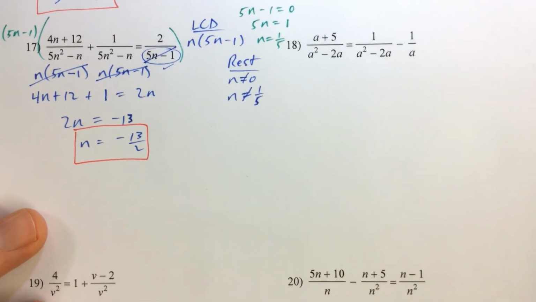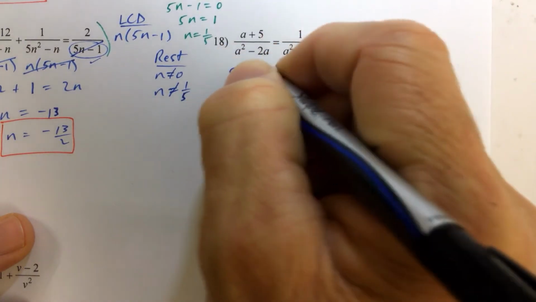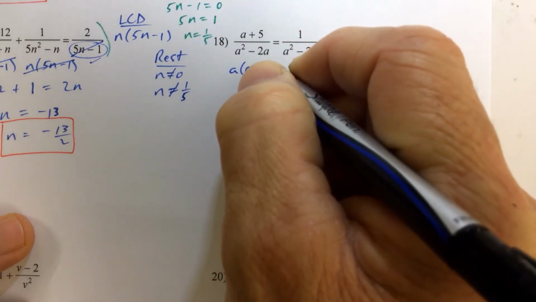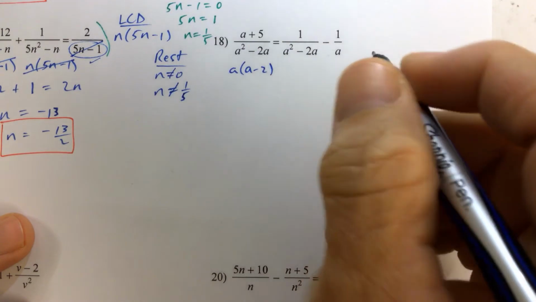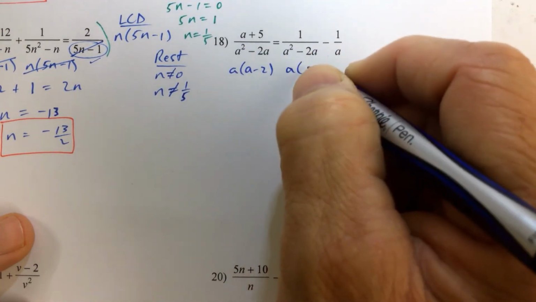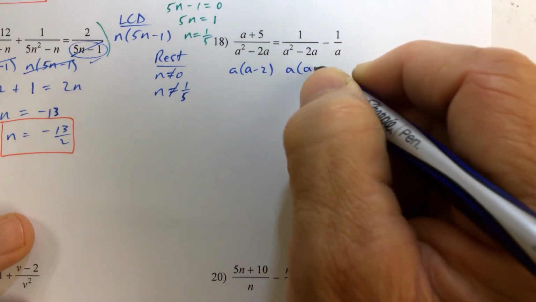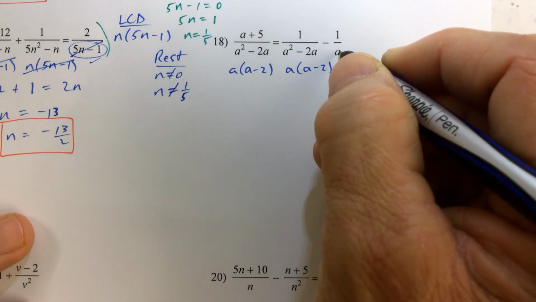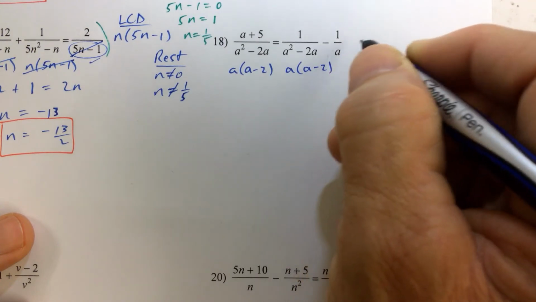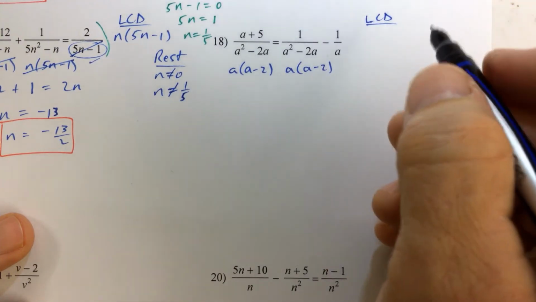Problem number 18. Let's see here. Problem number 18, we have to factor the first denominator. So we factor out an a from both terms, and we get a times a minus 2. Same thing with the second denominator. We have a factoring out an a from these two terms. We get a times the quantity a minus 2. And then this denominator here, a, by itself, it can't factor anymore, so we leave it alone.